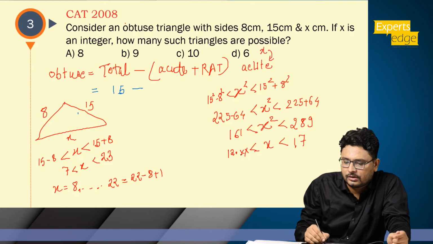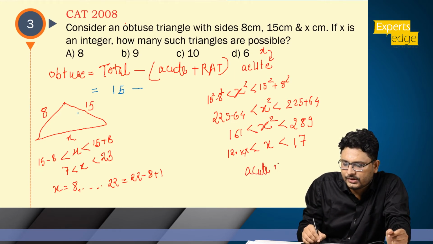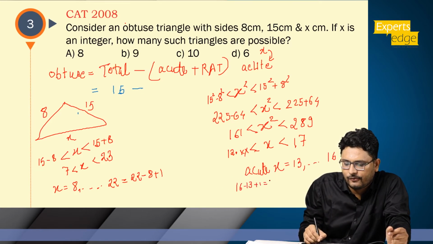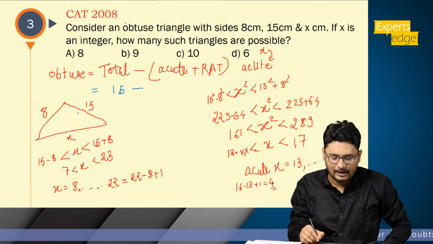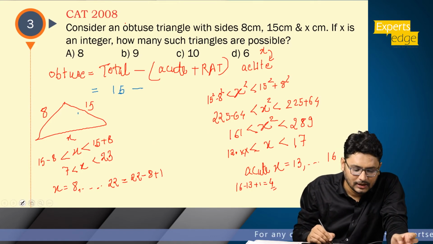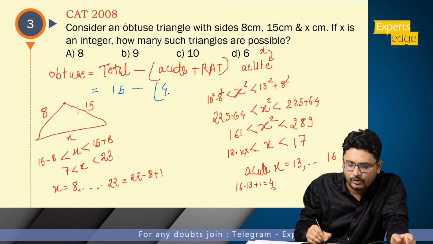So for being acute, how many values will it go to? For being acute, x should be how much? 12 से बड़ा, that is 13 से लेके 16. So 13 to 16, how many values are these? 16 minus 13 plus 1. So basically 4 values. So 4 triangles of x would be acute angle triangles. That means there are 4 acute angle triangles. So I got this part. So the acute angle triangles will be nothing but 4, right?